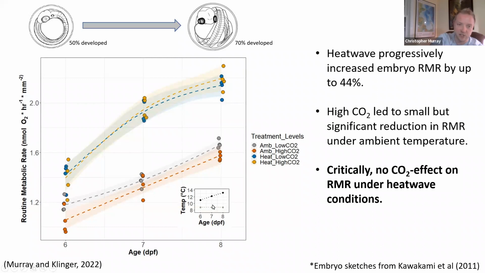And this little inset here is showing the actual temperatures during the assays. So the bottom, the control temperatures, are always at 9 degrees, and the top line shows the increase in temperature over the course of the measurement period. So what we see, predictably, is that the fish from the heat wave trial were showing significantly higher respiration rates. And this was no surprise.